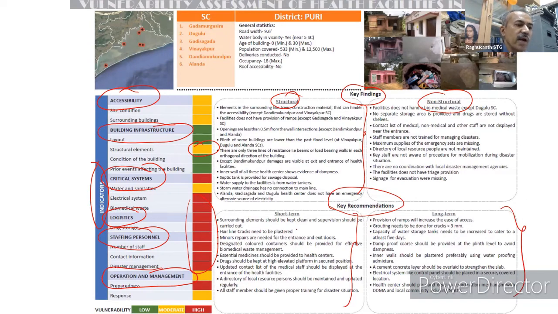So we have seen a lot of hairline cracks here. Then minor repairs are required. And biomedical waste management, drugs should be kept. So we have given all these details for each and every hospital building itself.